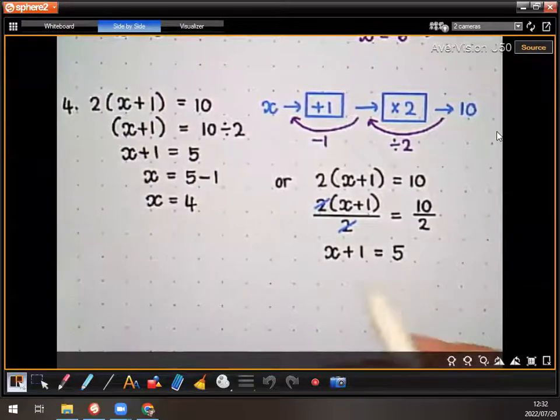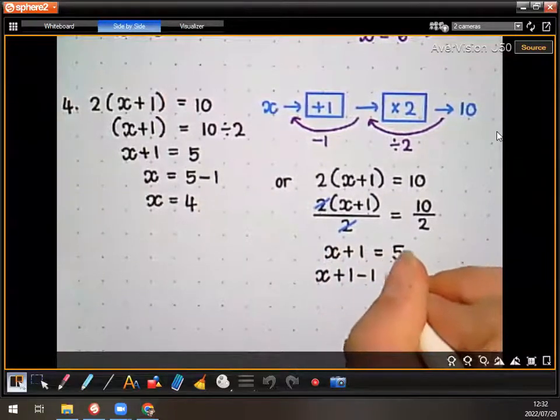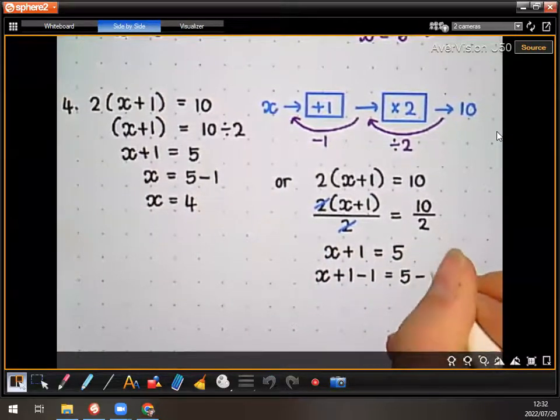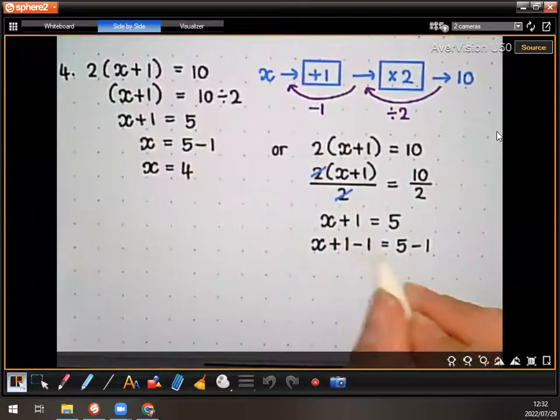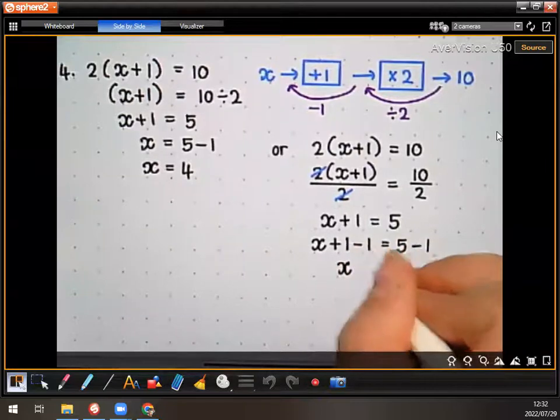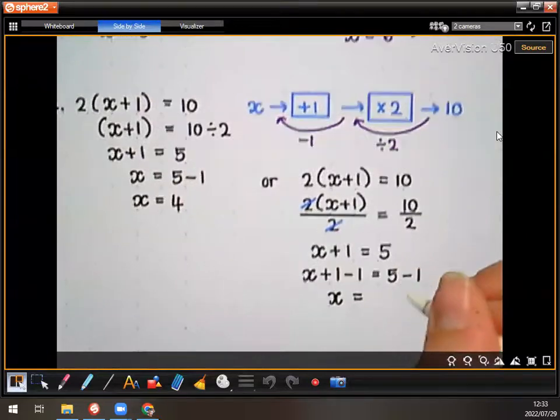Now how do you get rid of a plus 1? You do a minus 1. So here, plus 1 minus 1 is 0, so I actually just have an x. And what is 5 minus 1? 4.